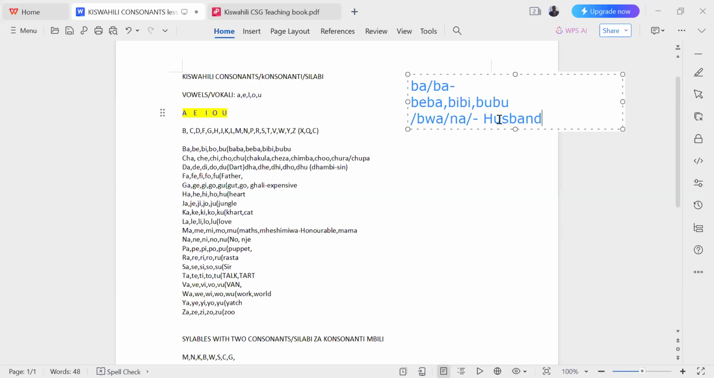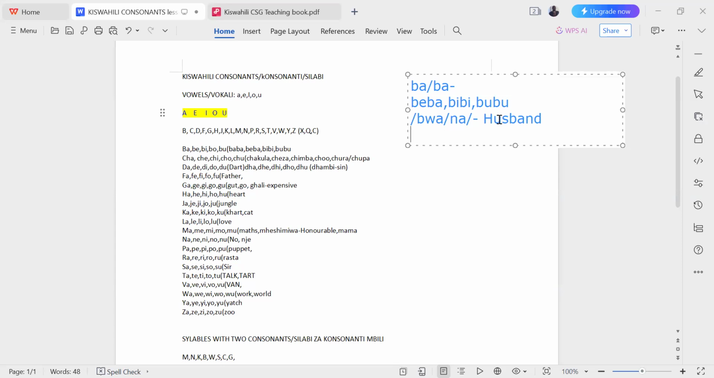So what we are focusing on here is how to pronounce it. As you pronounce it properly, it's buana. It's very important. What we are learning now is to pronounce those syllables. So it's buana, as you've said it correctly. And buana means husband.